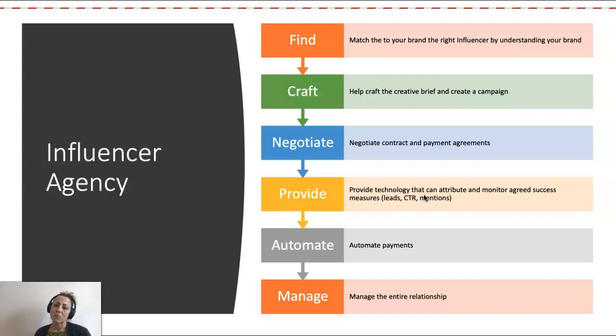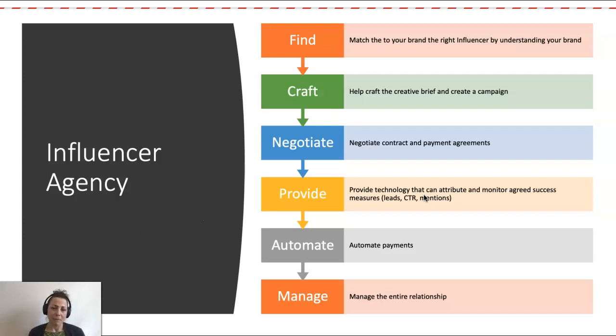Many agencies also provide technology. This technology can help to attribute the influencer's activity online directly to results for your business. So if that influencer is driving web traffic, or if that influencer is helping with the sales of your product or the donations to your charity, they will have technology that can help track whether traffic or leads are coming from the influencer's social media profiles or from their website to your website.